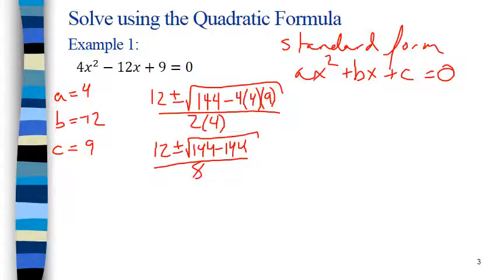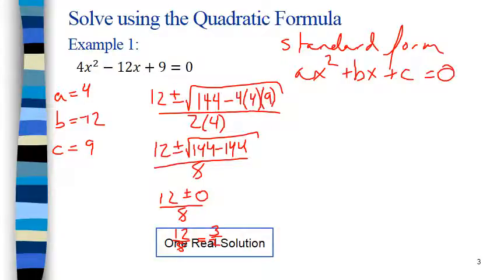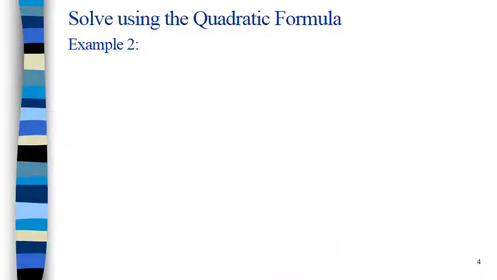Well, 144 minus 144 is just 0. So we have x equals 12 plus or minus the square root of 0, which is just 0, over 8, which is 12 over 8, which reduces to 3 over 2. So we really only have one solution here. One real solution of 3 halves. That's kind of cool. All right, let's try another one.